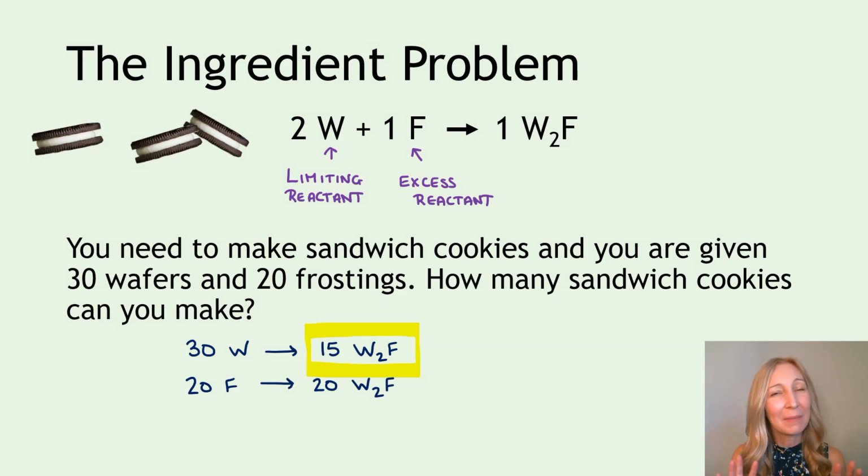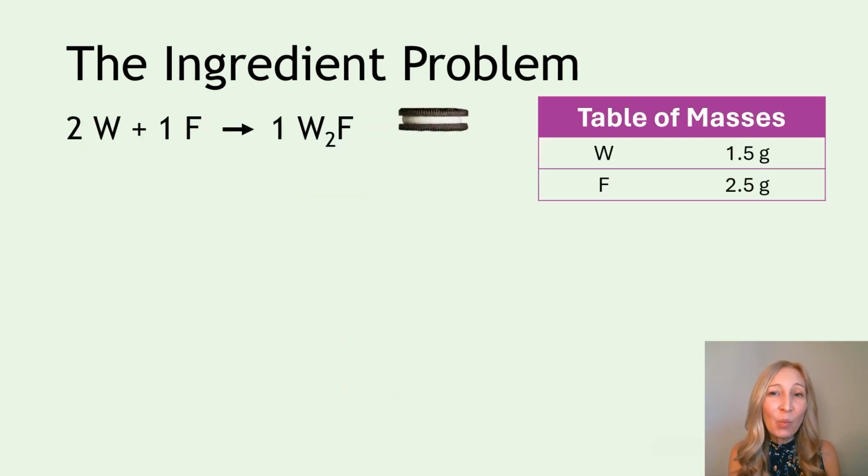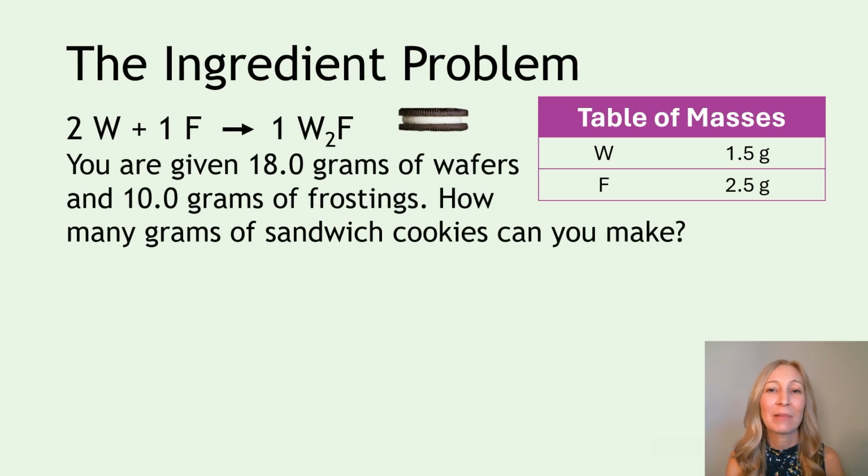Now you know we're going to make this just a little more difficult. This time we are going to be given masses of each ingredient. Don't let it fool you. We will continue to use the same pattern we did in the previous problem. We will find the mass of the product with each ingredient independently and then take the lowest amount of product as our answer. So we are given 18 grams of wafers and 10 grams of frostings. How many grams of sandwich cookies can we make?